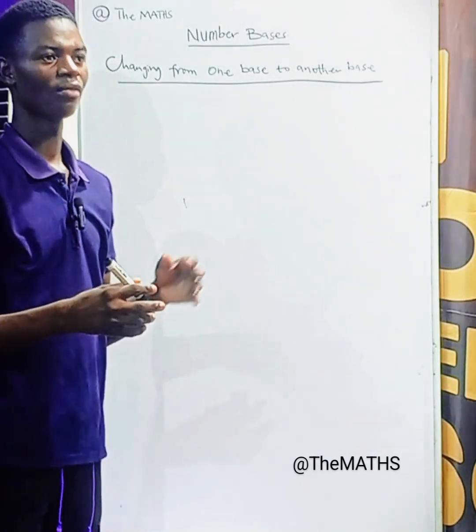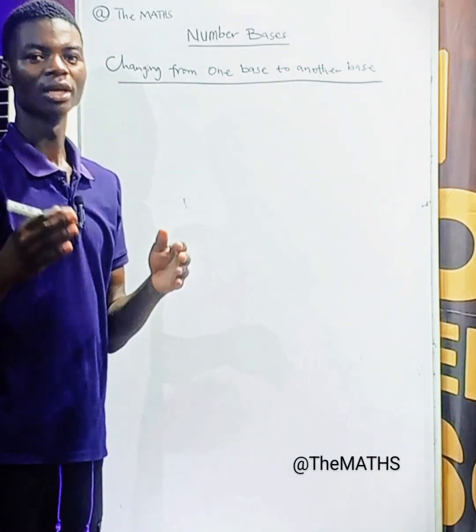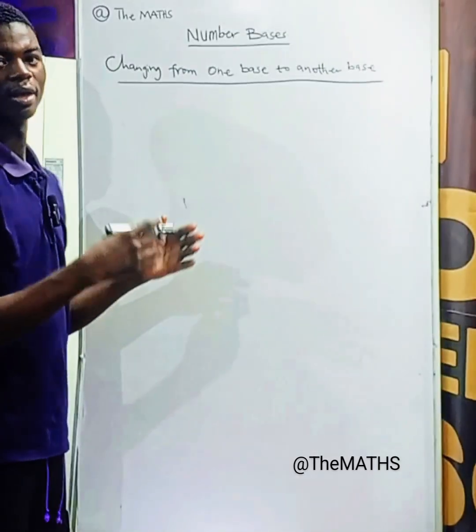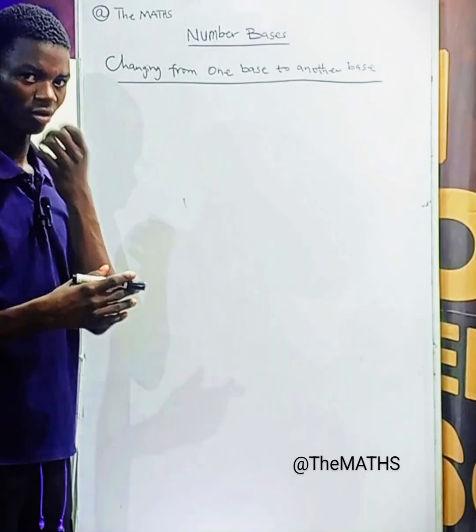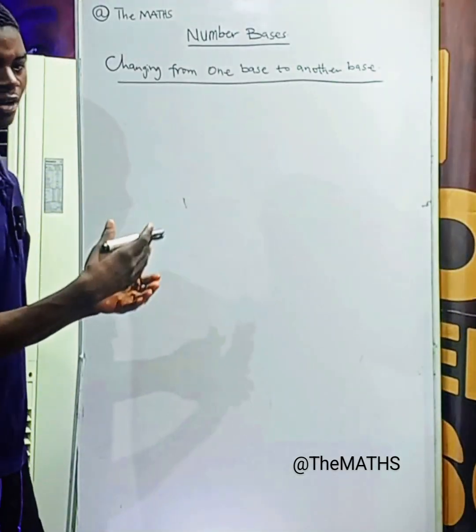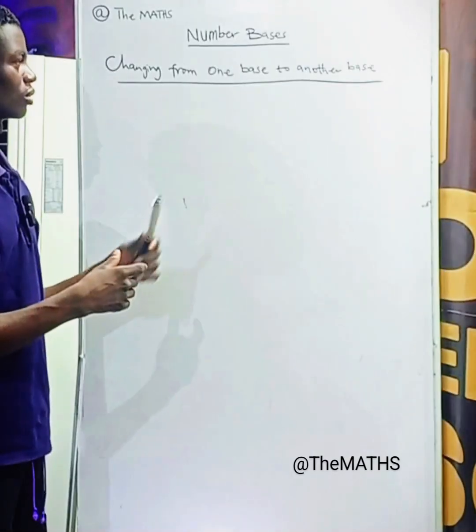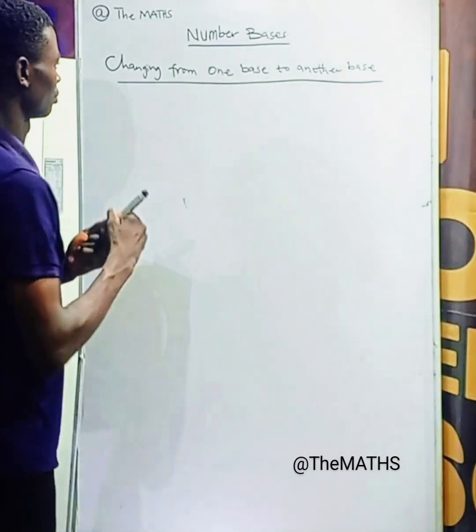So unlike changing from base 10 to other bases or other bases to base 10, today we are coming to change from one base to another. For example, we can change from base 5 to base 6. We can change from base 8 to base 2. So that's what we are coming to look at today.